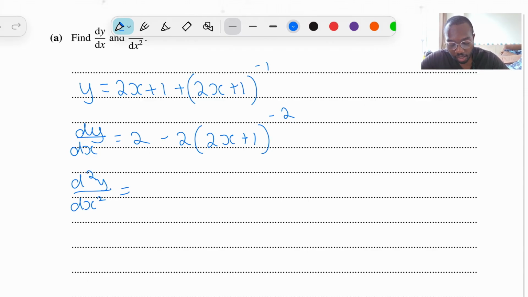So it's minus 2 times minus 2 times 2, so that would be a positive 8. And then in brackets, we get the 2x plus 1, and that would be to the minus 3.